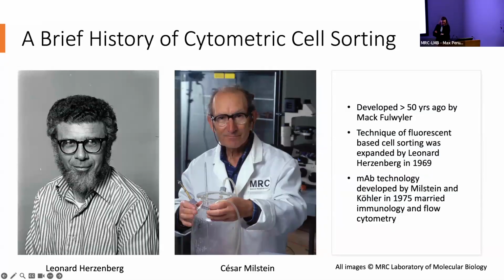And upon the invention of monoclonal antibody technology, of course, by Milstein in 1975, this created a perfect marriage between the field of immunology and flow cytometry. So scientists now had the ability to tag antibodies with a fluorescent dye and then identify and fractionate populations of interest for downstream genetic screening or transplantation experiments. And I don't know if any of you know, but Leonard actually did a sabbatical here at the LMB. So it does have some peripheral roots at the LMB, which is very neat.